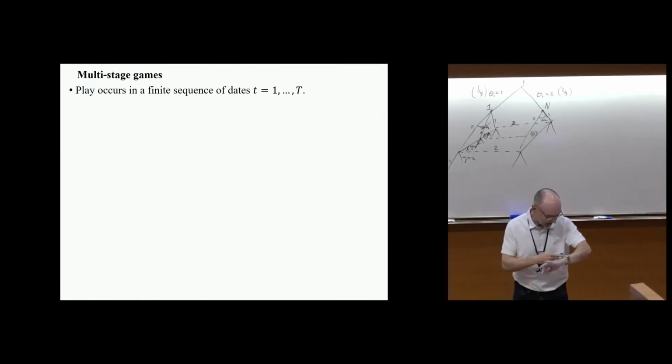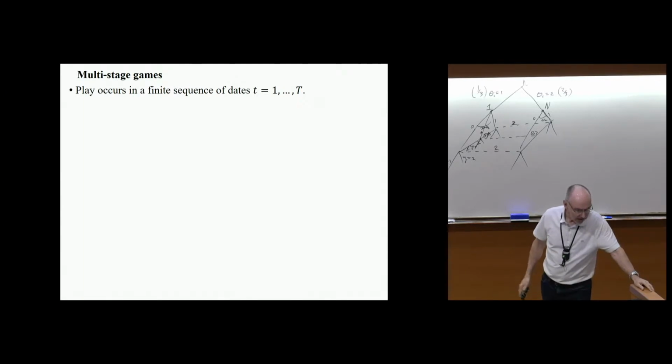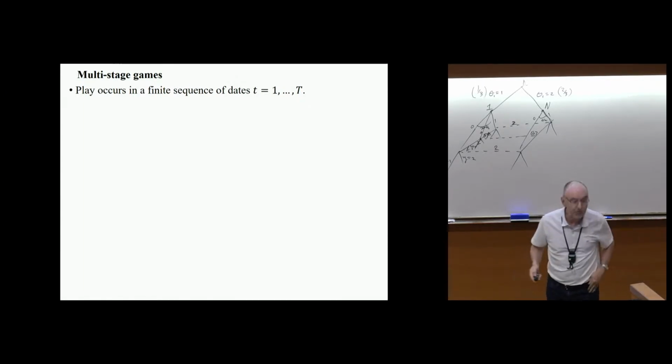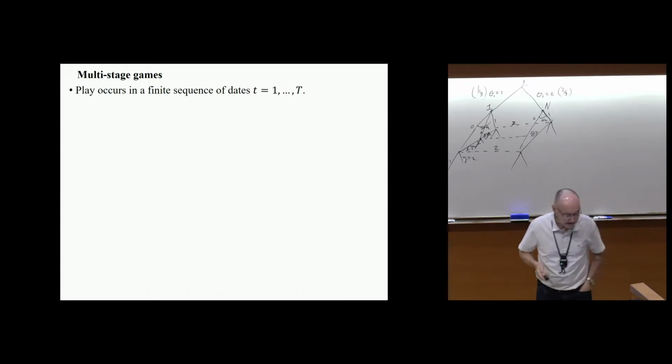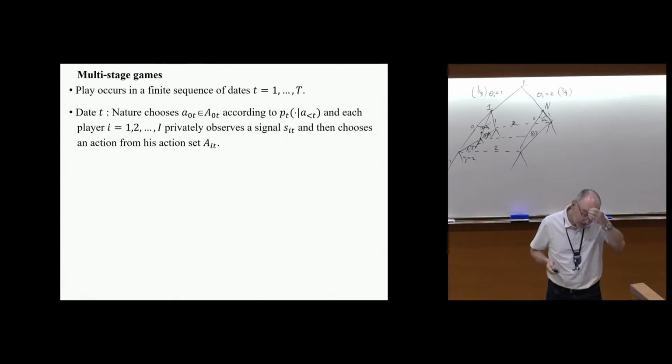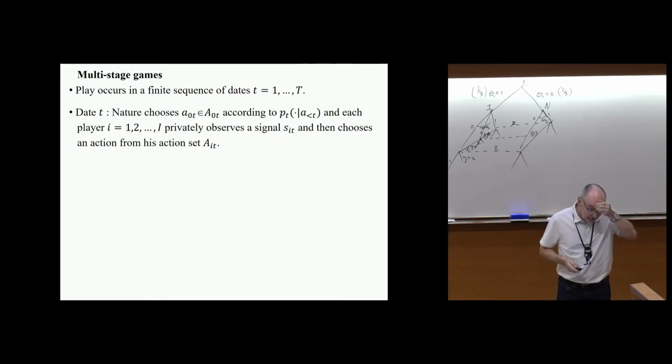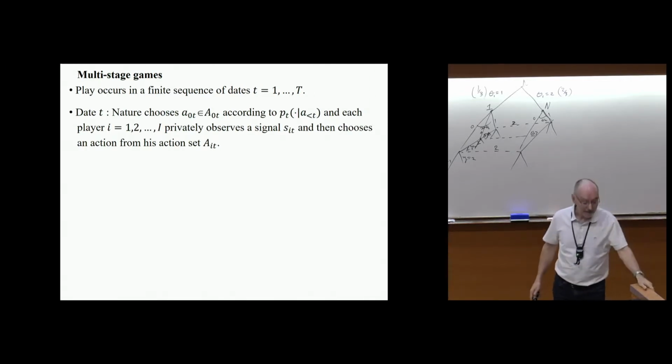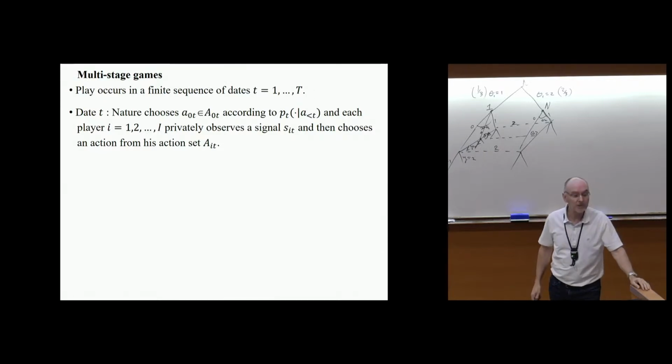Okay, so let me give you now the class of games that we study. These would be multi-stage games. So play occurs in a finite sequence of dates. One could take infinite dates. It's just more notation, and that's not the point of the exercise at this point. So what happens at a date? At date t, nature is going to choose, so 0 subscript will be nature.